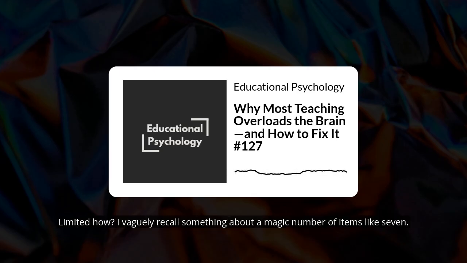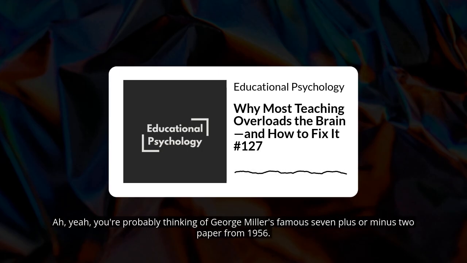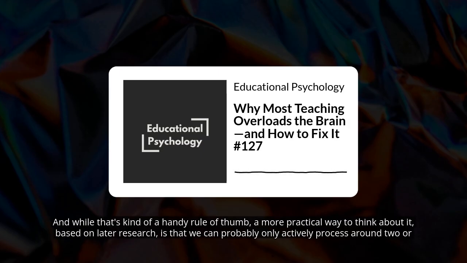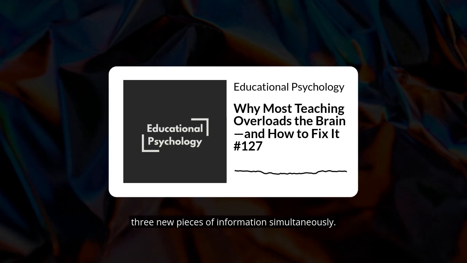Limited how? I vaguely recall something about a magic number of items, like 7. Yeah, you're probably thinking of George Miller's famous 7 plus or minus 2 paper from 1956. While that's a handy rule of thumb, a more practical way to think about it, based on later research, is that we can probably only actively process around 2 or 3 new pieces of information simultaneously. Only 2 or 3. Wow.